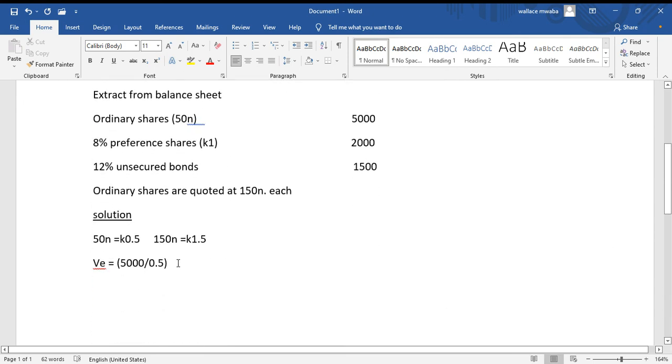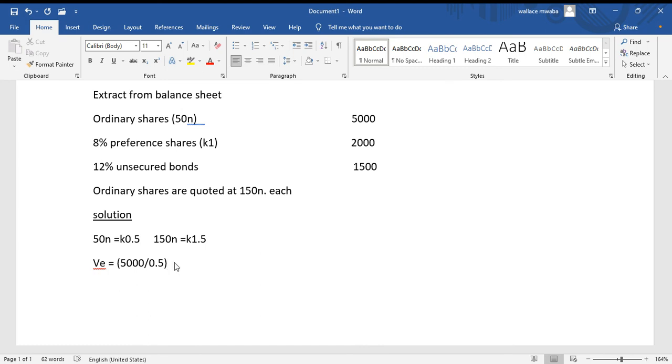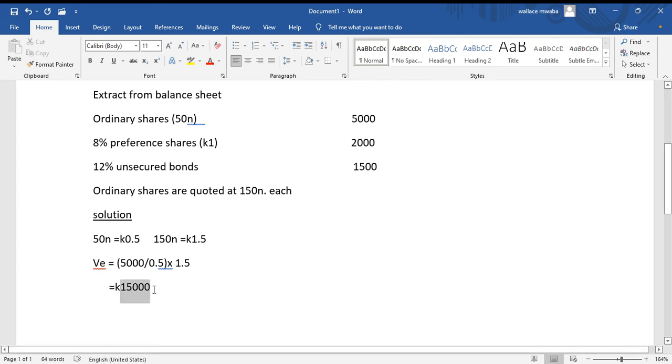So we're going to say 5,000 divided by 0.5 multiplied by 1.5. We get 15,000 kwacha. So that is the value of the equity.